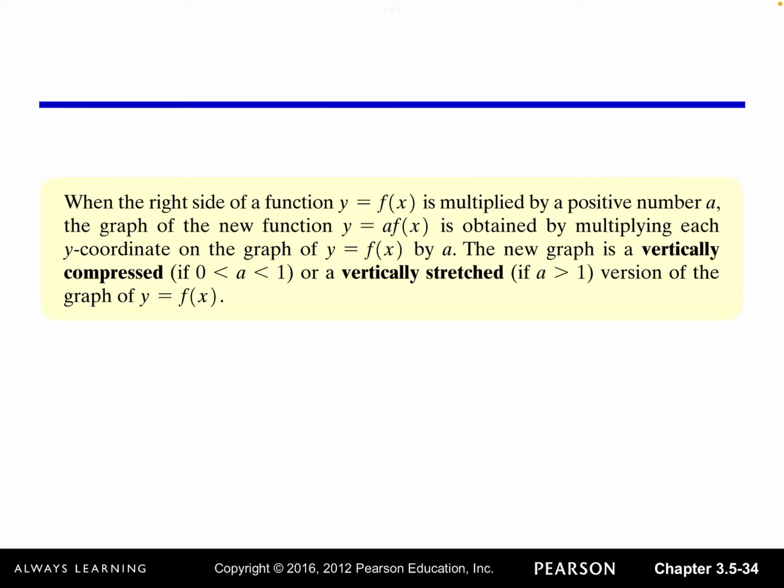This is a summary of the vertical direction. If the original function is y equals f of x, then y equals a times f of x, outside of the function multiplied by a. That's the y change, which is why it's the vertical direction. If a is greater than 1, then it's vertically stretched. If a is a number between 0 and 1, less than 1, then it's vertically compressed. It's like dividing by a number, as we talked about earlier. That's in the vertical direction, y change.